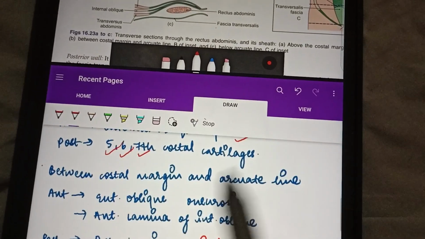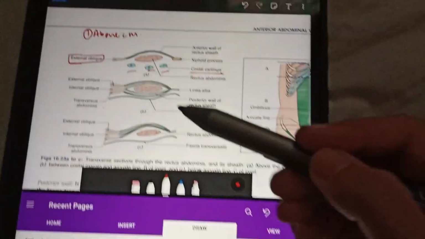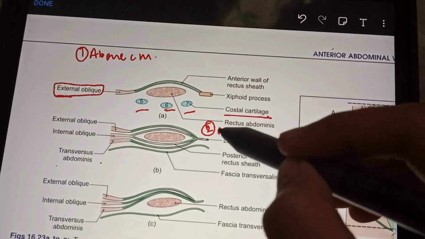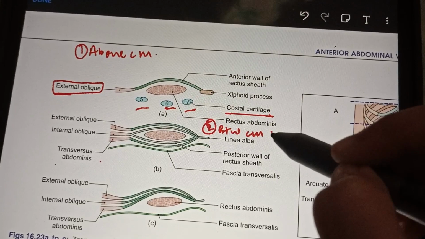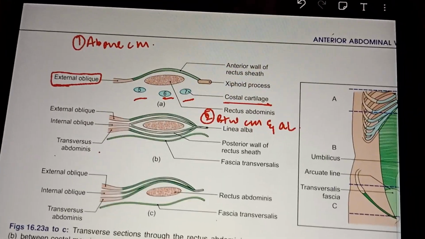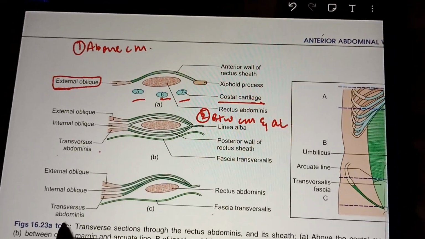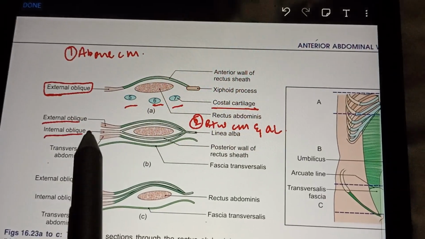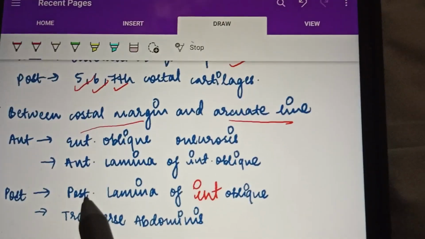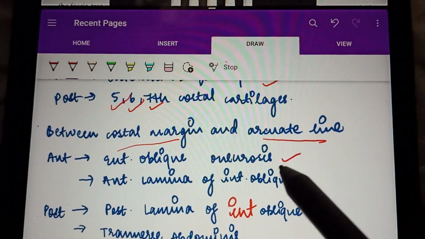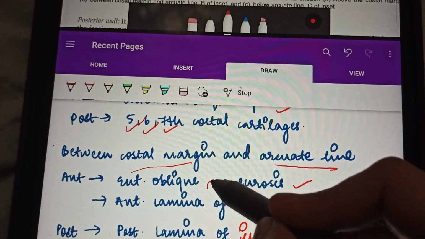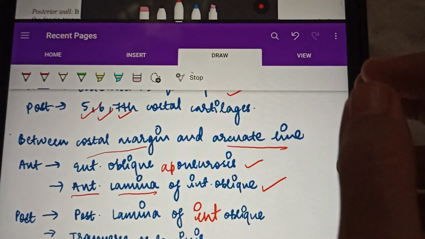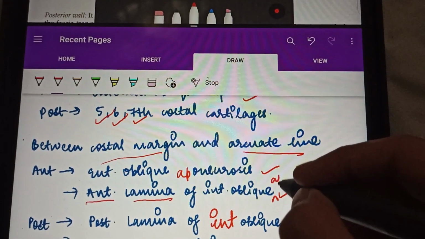Now let's look at the part between the costal margin and the arcuate line. Here, figure B is between the costal margin and the arcuate line. Anteriorly it is formed by the external oblique aponeurosis and the anterior lamina of the internal oblique aponeurosis.